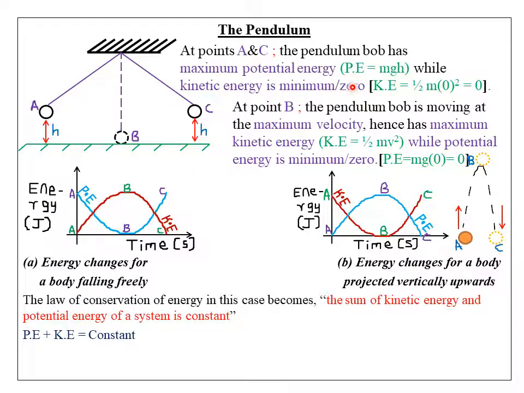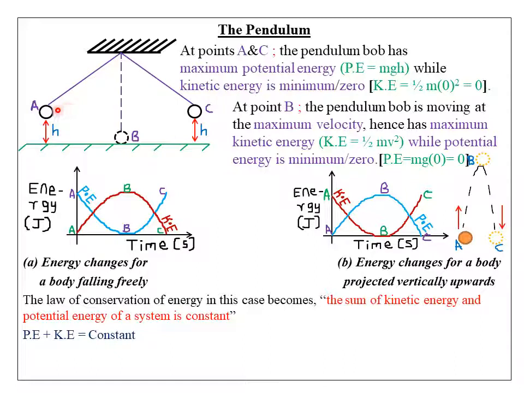So because gravitational potential energy is given by mass of the body times gravity times the height of the body from the ground, therefore it means that at the point where the body has the maximum height from the ground, that is when h is maximum, that will give you the maximum possible value of potential energy.